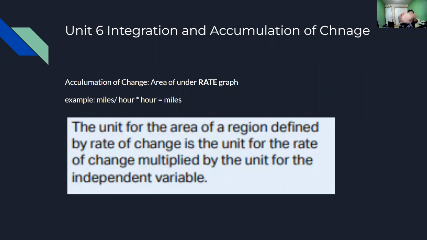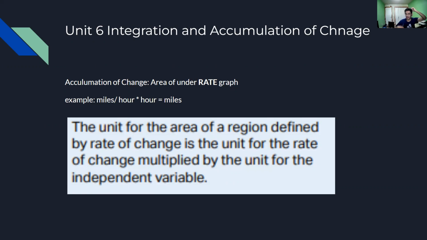Now we're talking about unit 6. And basically this is integration, and integration is the opposite of the derivative. Instead of finding the slope, now we're going to find the area. You got to understand derivatives and areas are the opposite. So accumulation of change is the area under the rate graph. Let's say you have miles per hour as a slope, right? Miles per hour is a slope, and then you have hours, which is on the x-axis, right?